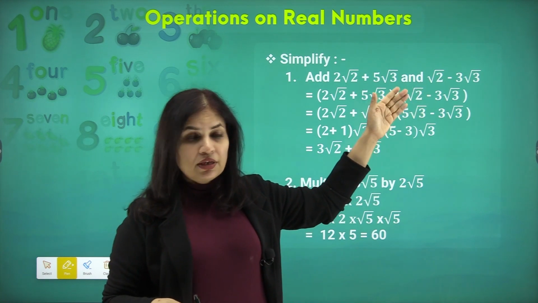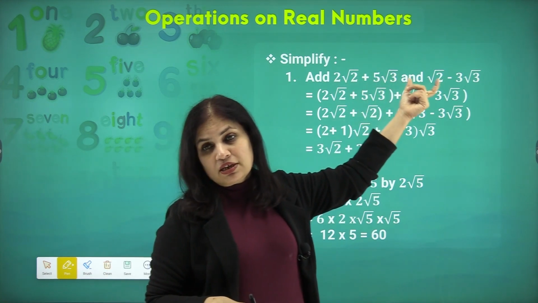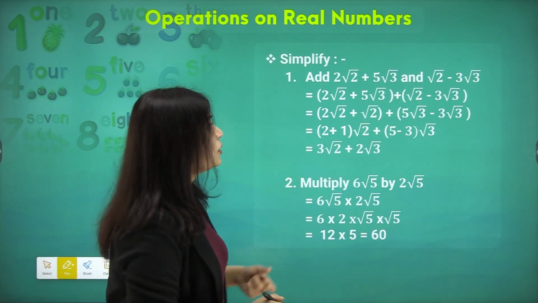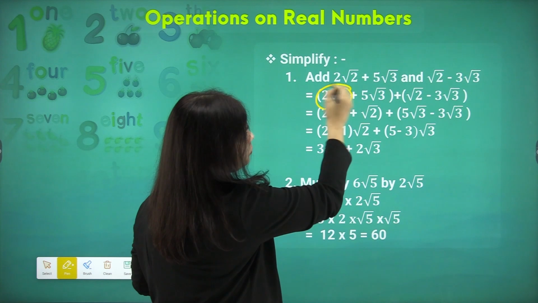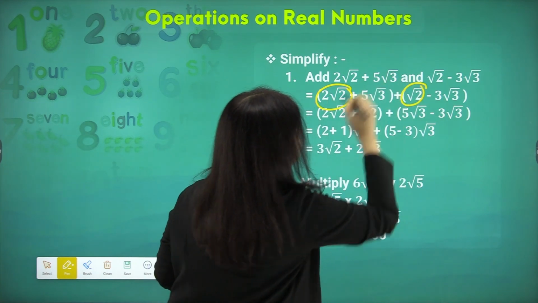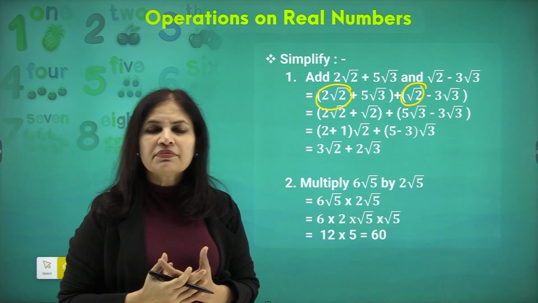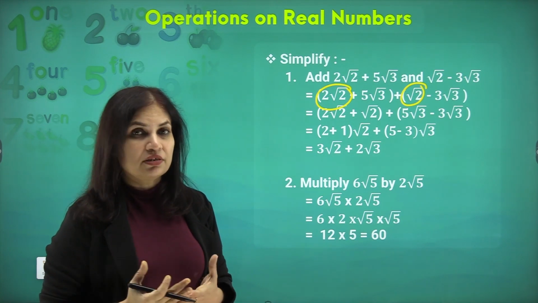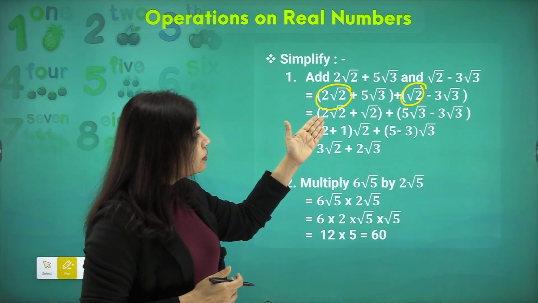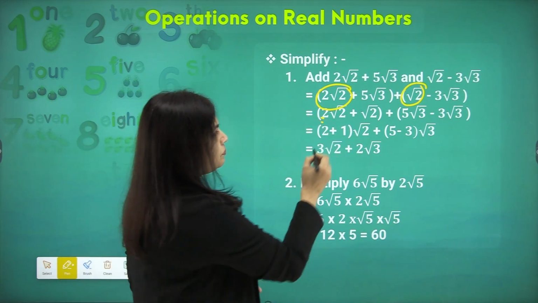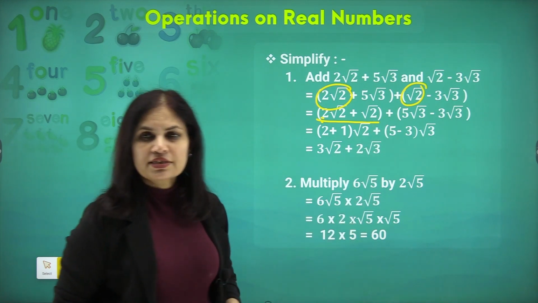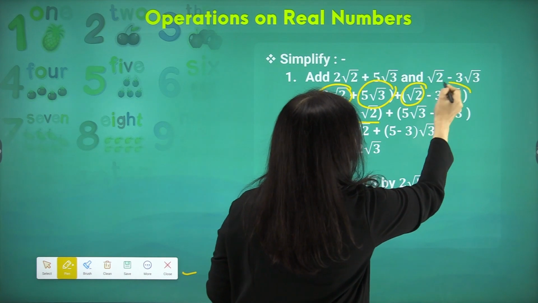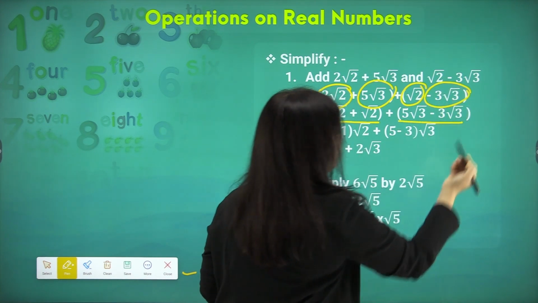This is one term, this is another term. So what do I do? I group 2 root 2 and root 2 together. I told you to consider them as like terms, like variables. So, grouping 2 root 2 and root 2, I get this expression. Then group 5 root 3 and minus 3 root 3 together, to form another group.